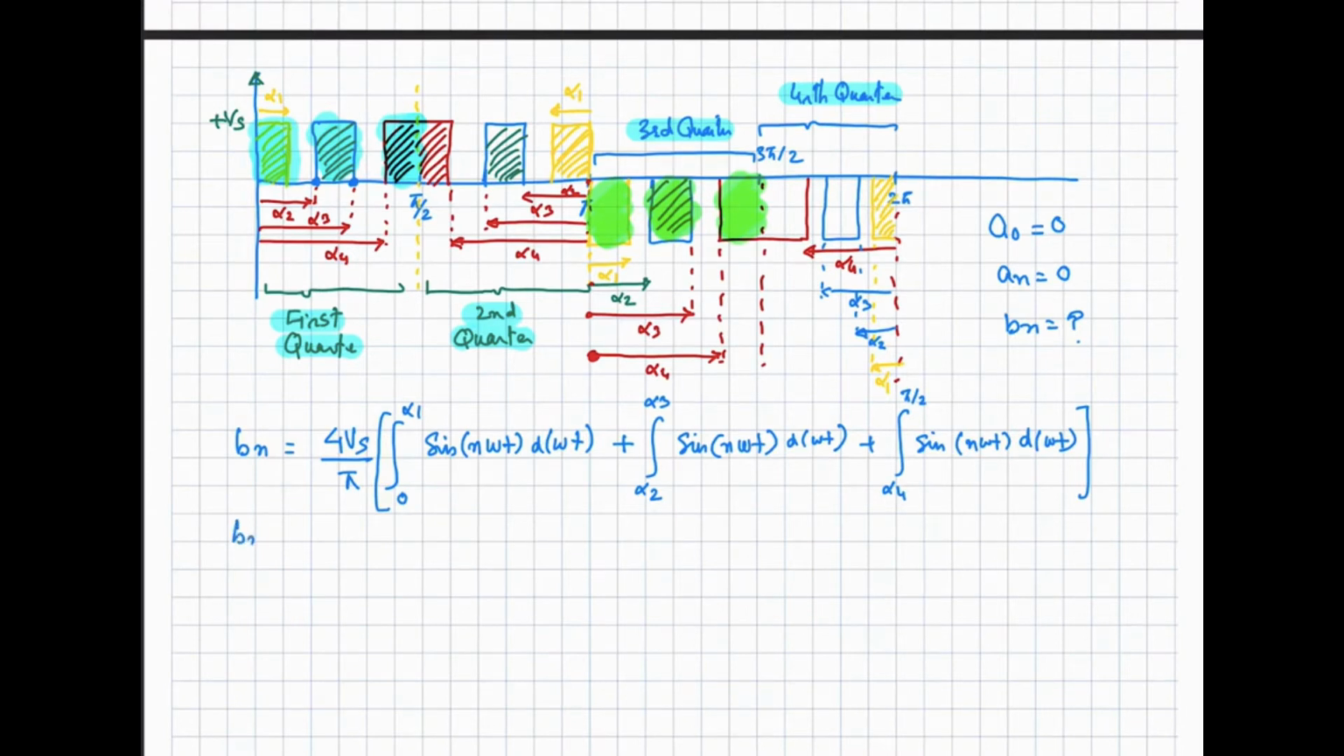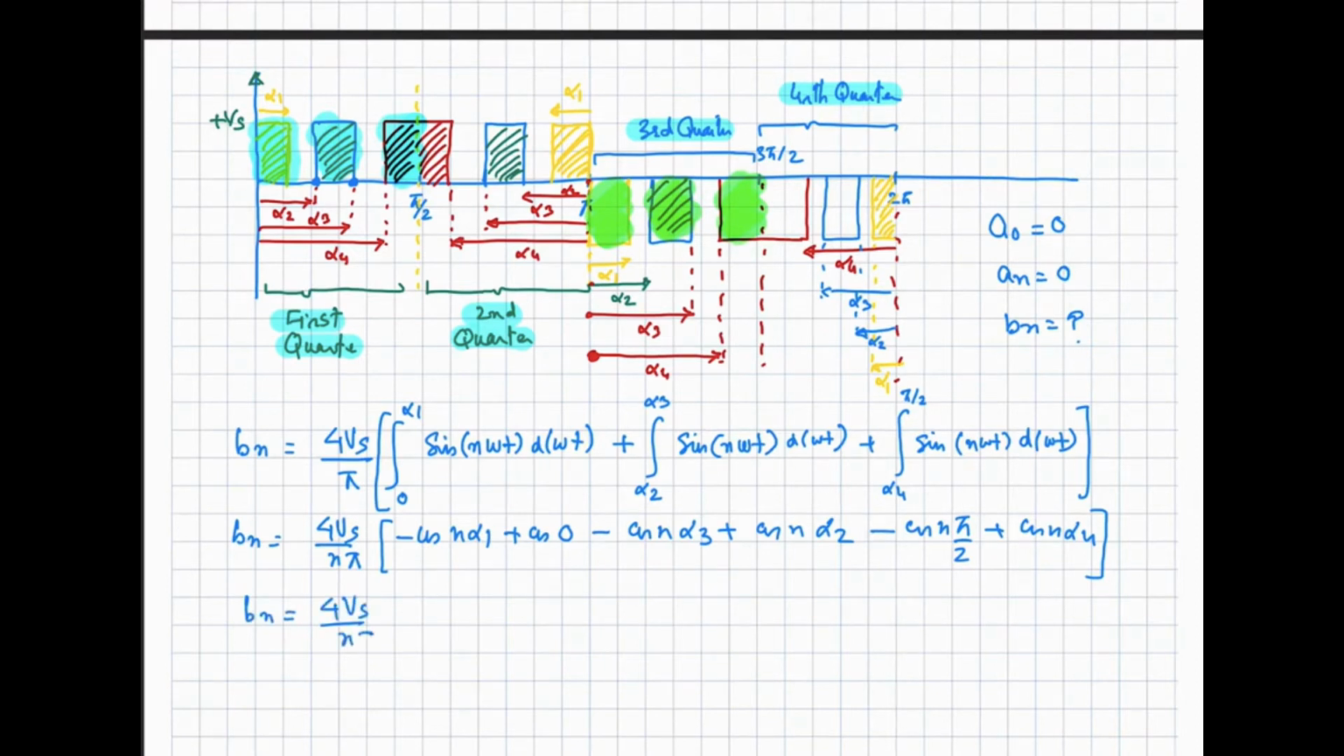Now if we simplify this one, Bn will be equal to 4Vs by n pi, minus cos of n alpha 1 plus cos of 0 minus cos of n alpha 3 plus cos of n alpha 2 minus cos of n pi by 2 plus cos of n alpha 4, and it can be further simplified and written as 4Vs by n pi, 1 minus cos n alpha 1 plus cos n alpha 2 minus cos n alpha 3 plus cos n alpha 4, right?